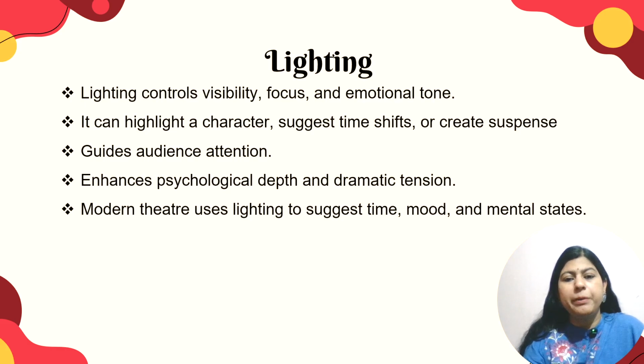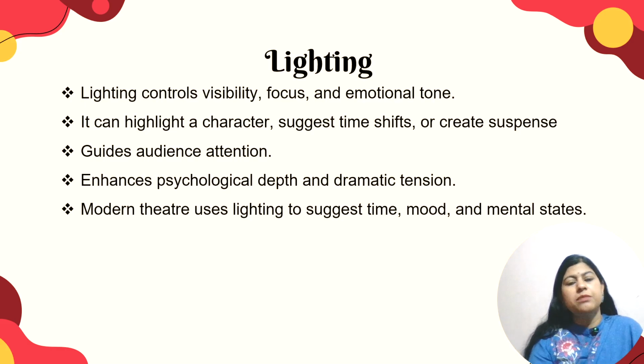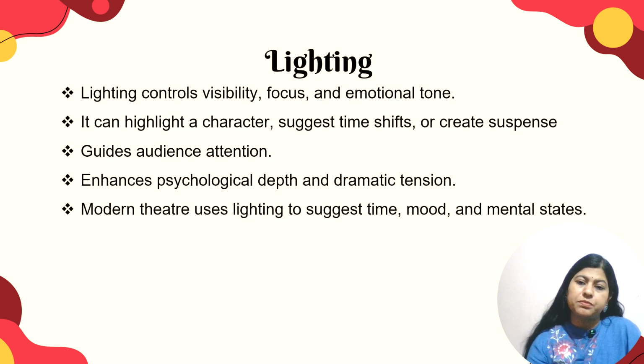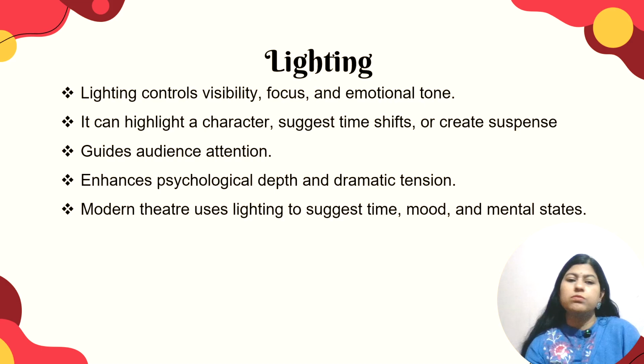The next element we have is lighting. You can understand it like, if a set is the canvas, then lighting is the emotional compass of that play. Why? Because it directs our eyes, it sets the tone, in fact reveals the inner world of the characters. It can highlight any character, suggest time shifts, and in fact create suspense.